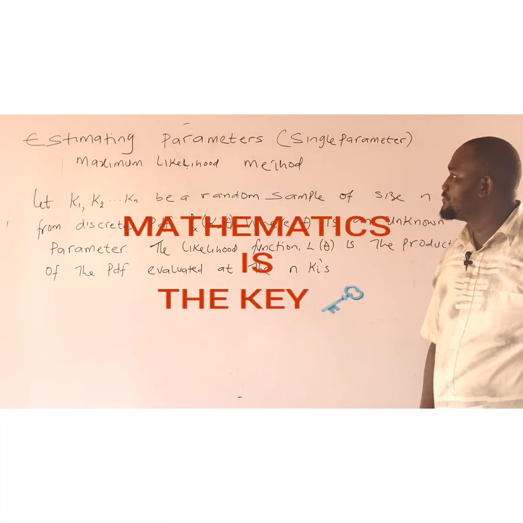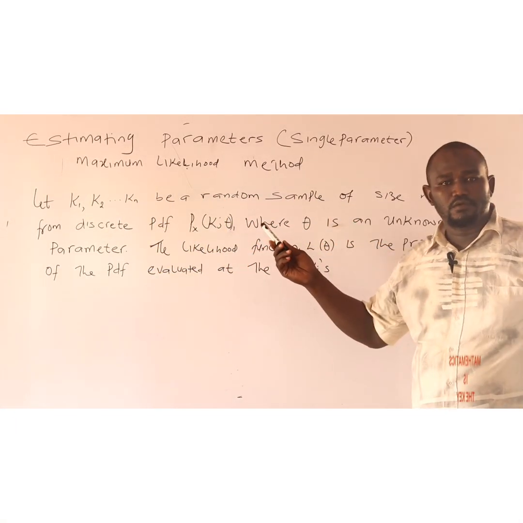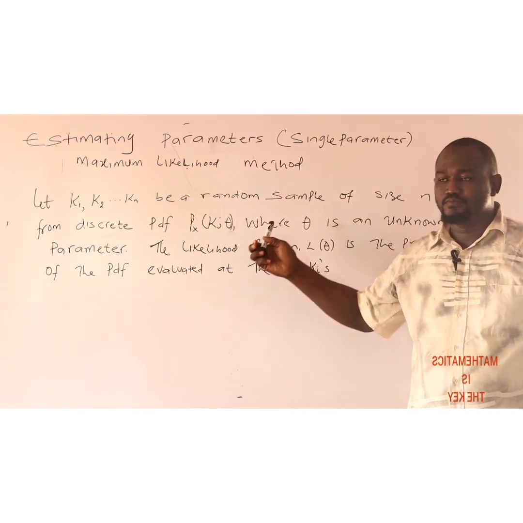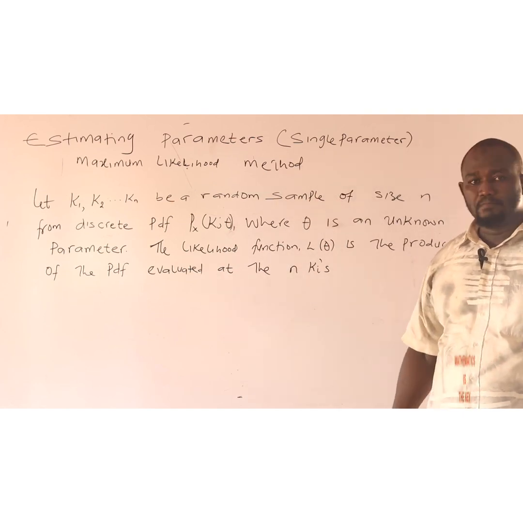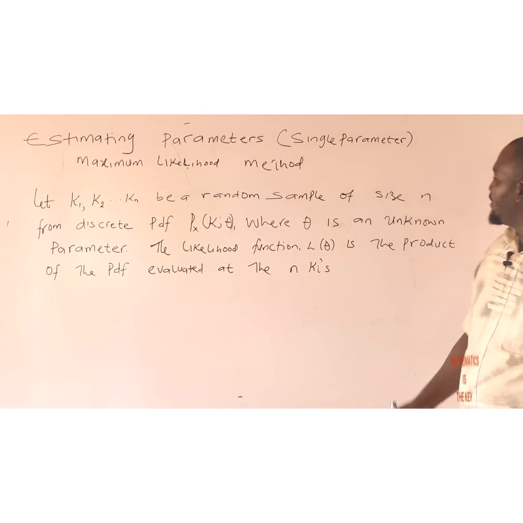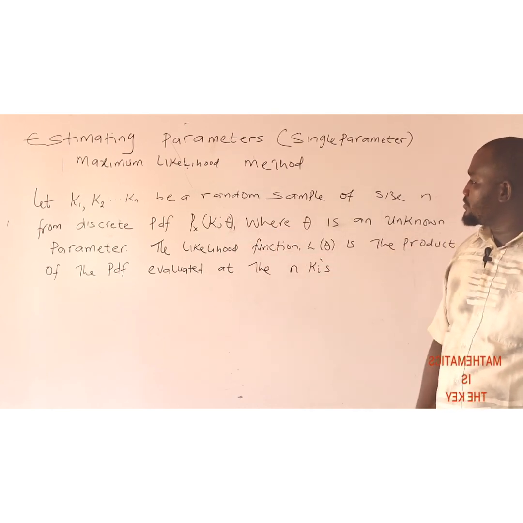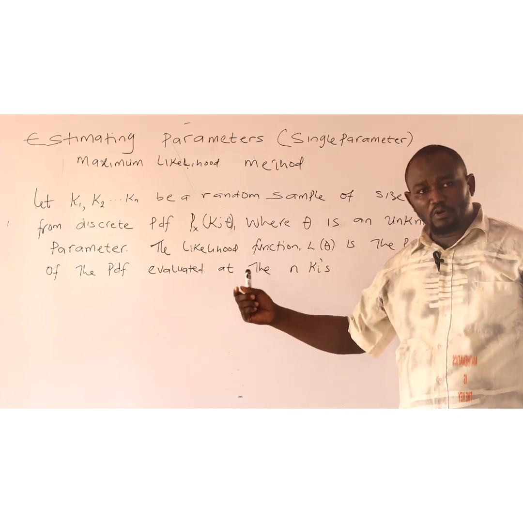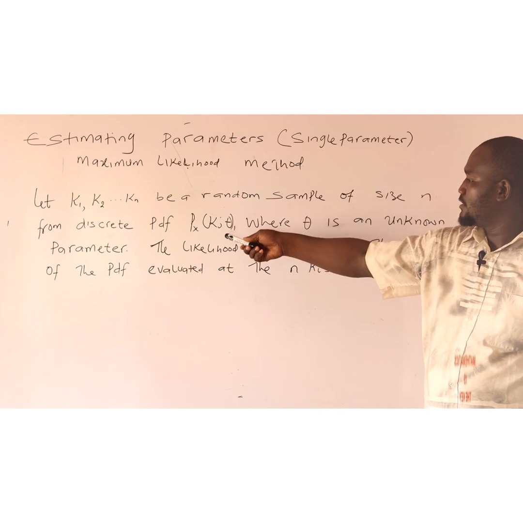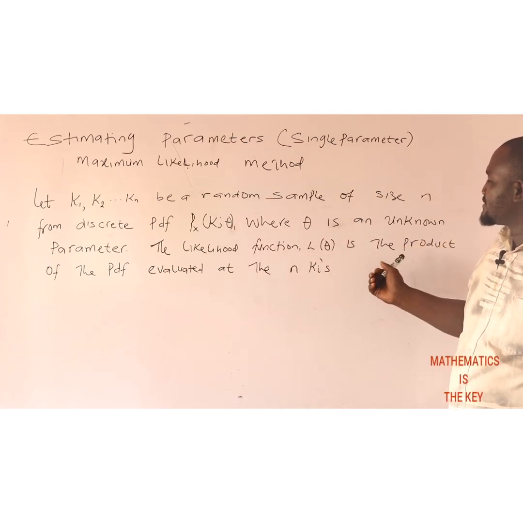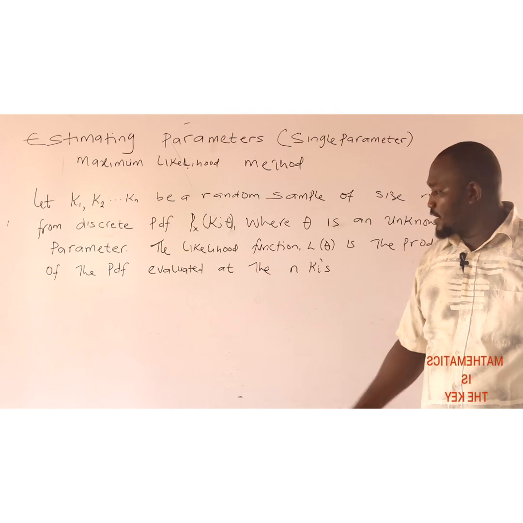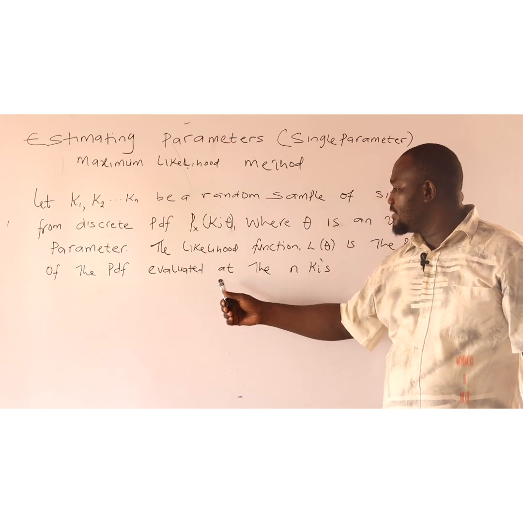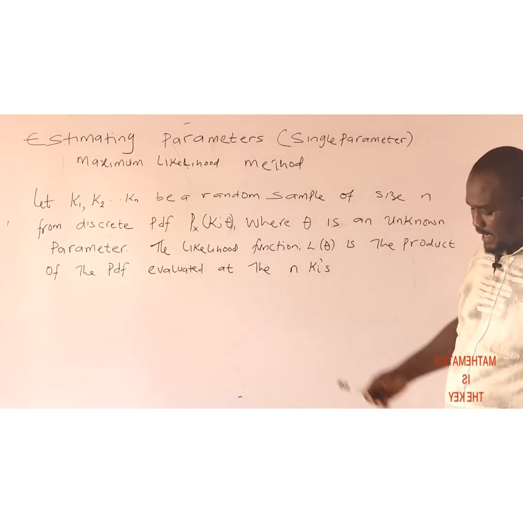Good day, viewers. In our class today, we are going to consider finding an estimator for a single parameter using the maximum likelihood method. If you have K1, K2 up to Kn as a random sample of size n from a discrete probability density function as this, where theta is an unknown parameter, the likelihood function L(theta) is the product of the PDF evaluated at the n ki's.